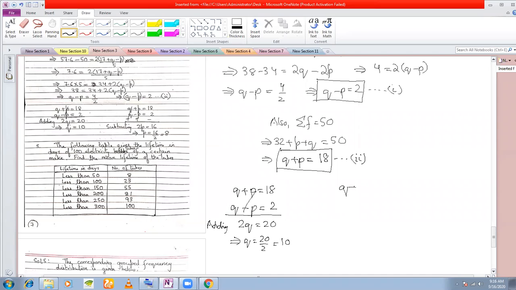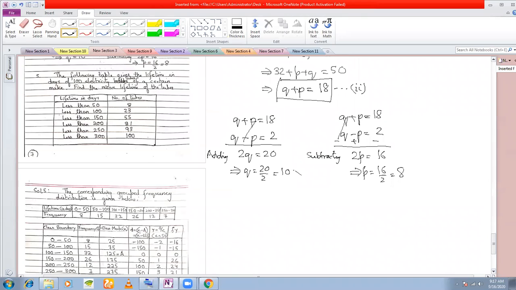Next is Q plus P is equal to 18. Q minus P is equal to 2. Subtract. Two P is equal to, and the subtraction sign here also, 16. So P is 16 by 2, which is 8. So what are the missing frequencies? The missing frequencies are Q equal to 10 and P equal to 8.